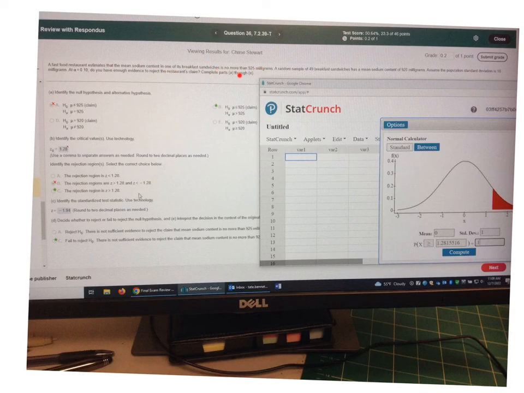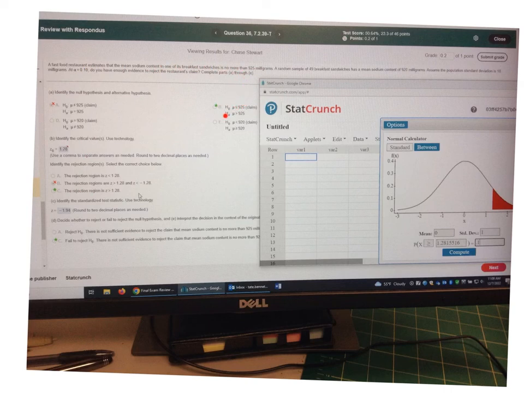So that's the claim. So putting that in a mathematical statement, the null hypothesis: the mean is less than or equal to 925 milligrams. That's the claim here. No more than means less than or equal to, and since it has the equal to part, it always goes with the null hypothesis. So I'm just pulling that straight from here.